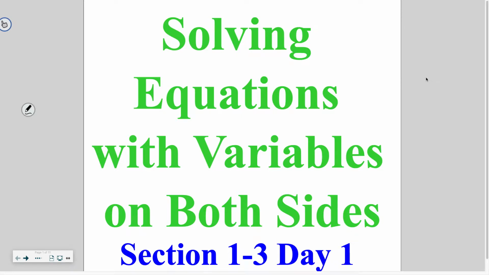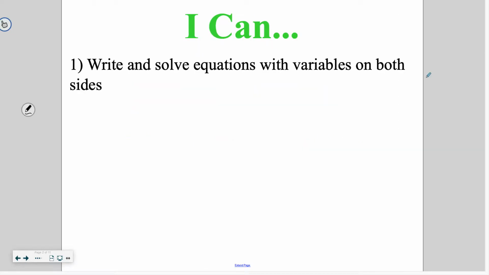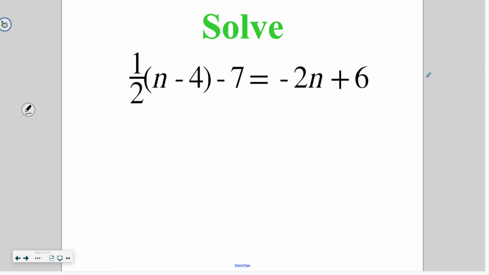Hello class, and welcome to day 1 of section 1.3, which is about solving equations with variables on both sides. By the end of today's lesson, you will be able to write and solve equations that include variables on both sides. So starting off, this is very similar to yesterday's lesson. We want to make sure we are following SAD-MEEP and simplifying expressions as we go.